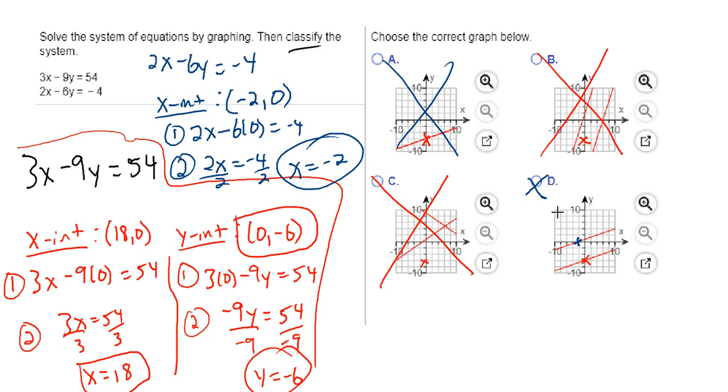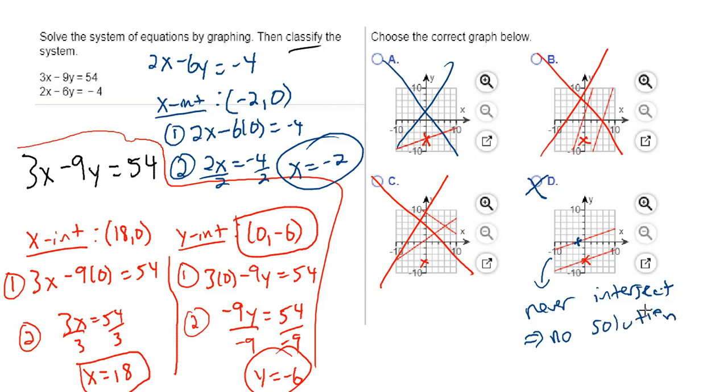So first it asks you pick the right graph. The next thing it'll ask you is what's the solution? And remember, for graphing, the solution is where the two lines cross. It's where the two lines intersect. But we can clearly see from looking at this graph that these two lines are not going to intersect. They are parallel to each other. And so if they never intersect, if they're parallel, then there's no solution to the system of equations.